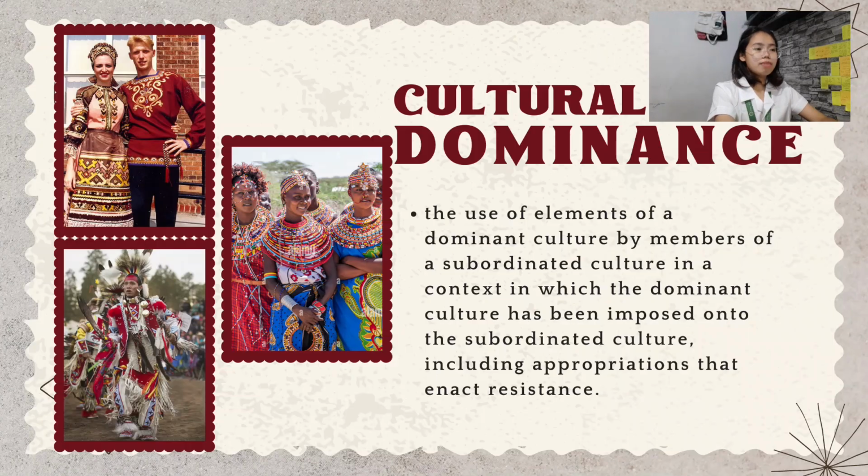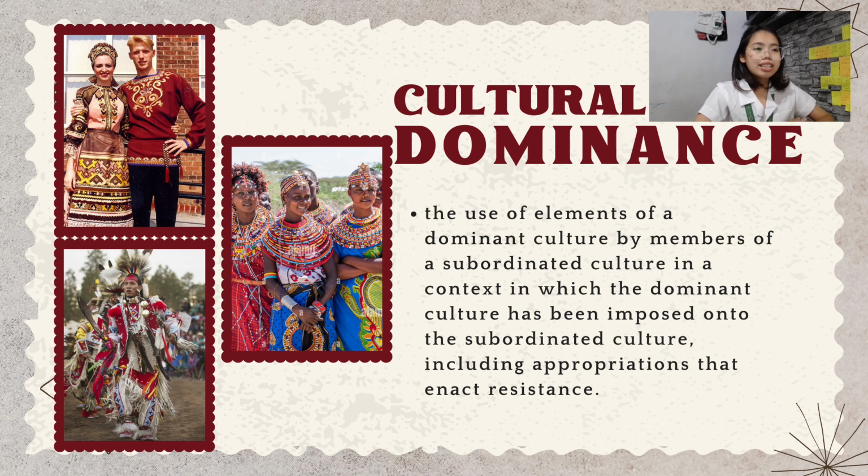Next is cultural dominance. The use of elements of a dominant culture by members of a subordinated culture in a context in which the dominant culture has been exposed onto the subordinated culture, including appropriations that enact resistance. So meaning to say, we have here the dominant culture. The members of the other cultures are influencing the other ones, so there could be a mix of both. And then the subordinated culture, which is holding on to resistance for survival, is adapting to the dominant culture.